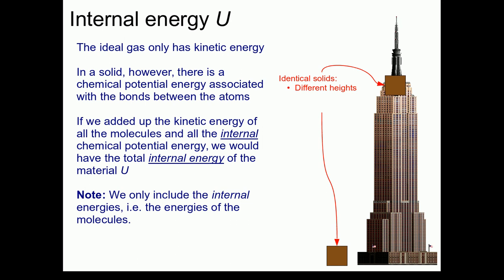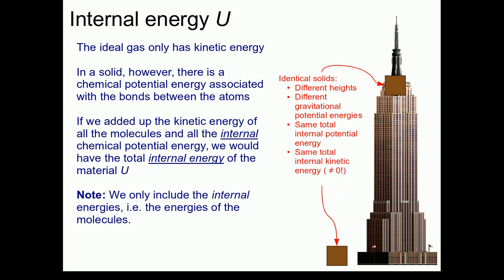So let's say we have two solids, one on the ground and one up at the top of the Empire State Building. These two solids have different heights, but are otherwise identical. They have different gravitational potential energies due to their different heights, mgh. However, the internal potential energy of all the bonds is the same, and the internal kinetic energy is the same. If we were to add up the kinetic energy of all the molecules in these solids, we would get the same number. It would be non-zero because the molecules are jiggling around, but it would be the same non-zero number. So these two boxes have the same internal energy U, even though they have different gravitational potential energies.